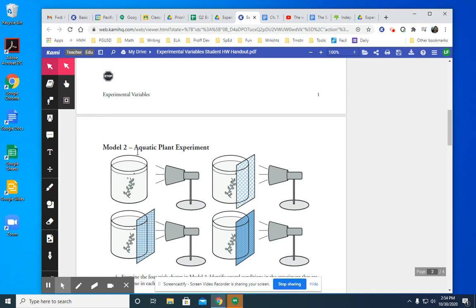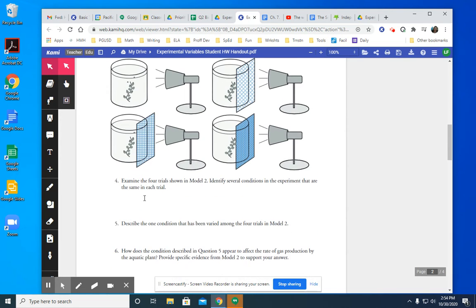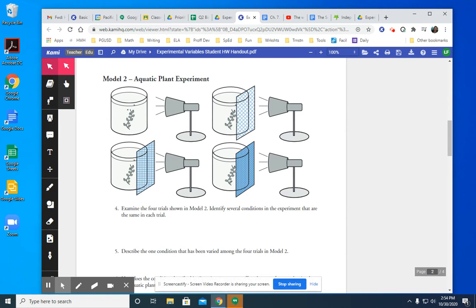In Model 2, aquatic plant experiment, I'm looking at my pictures and looking to see what's different in all of the pictures. I know that this is my aquatic plant, my kelp. I know that this is water. I know that the little bubbles here represent oxygen. Okay, and here's my lamp, my light.